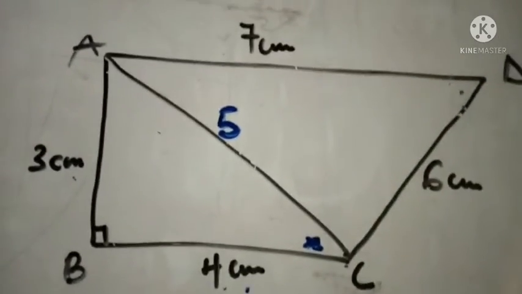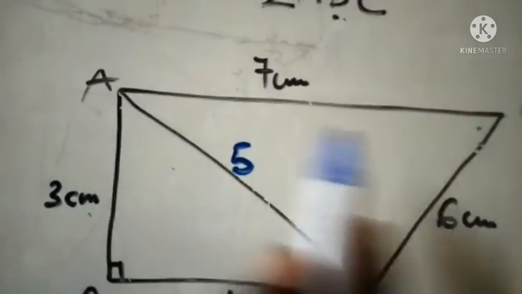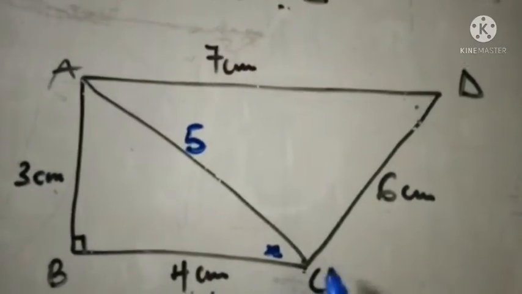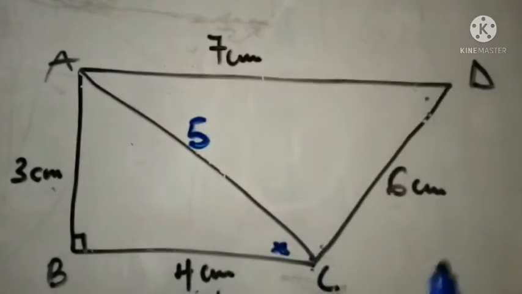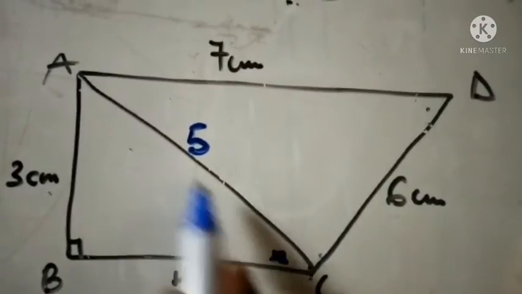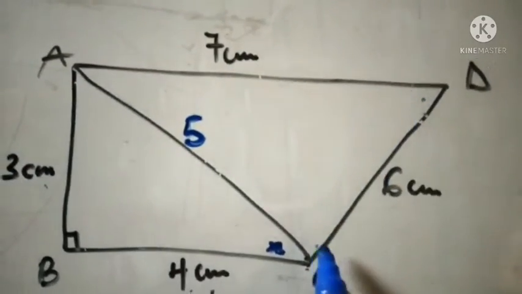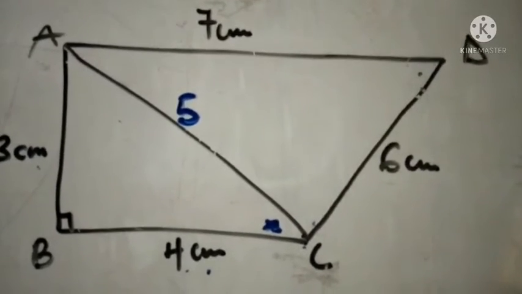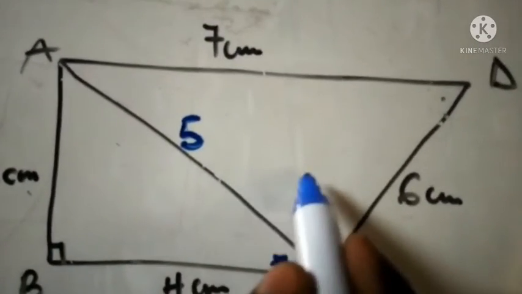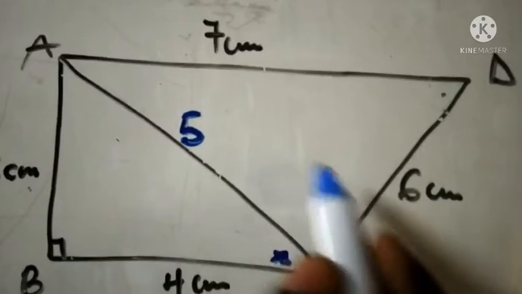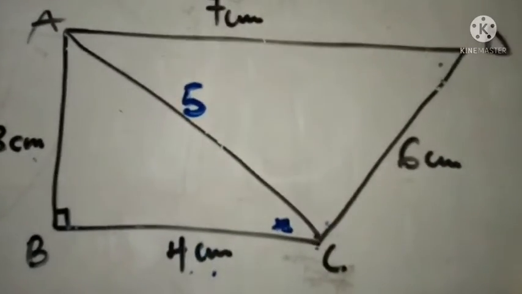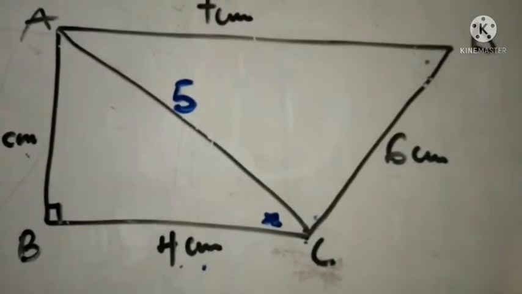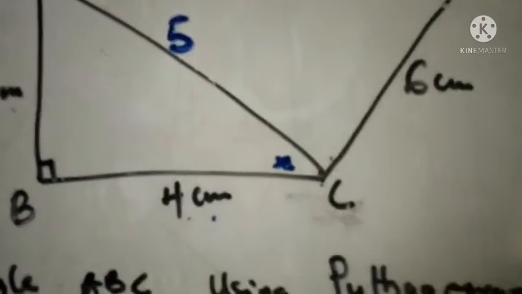Now you can see that the next triangle, which is A, D, and C, has no sign anywhere that tells us this triangle is a right angle triangle. Since it is not a right angle triangle, we cannot apply the Pythagorean theorem. So the tool that we are going to use here is the cosine rule, like I said earlier. So let's look at how exactly the cosine rule looks.